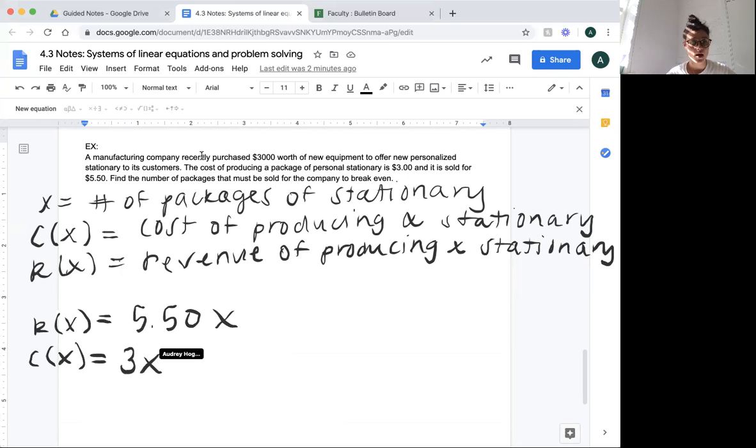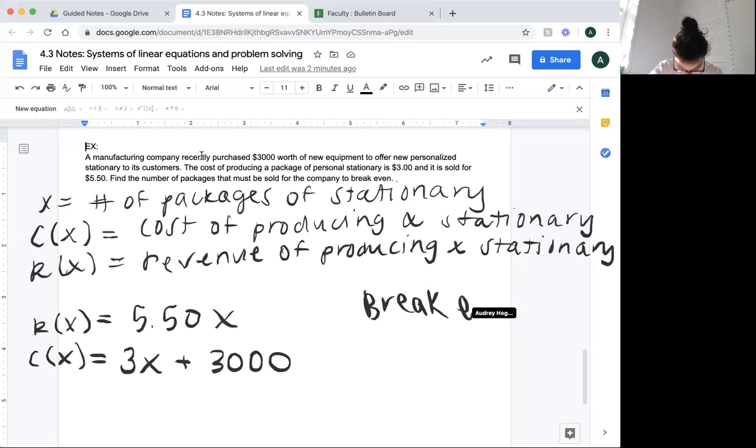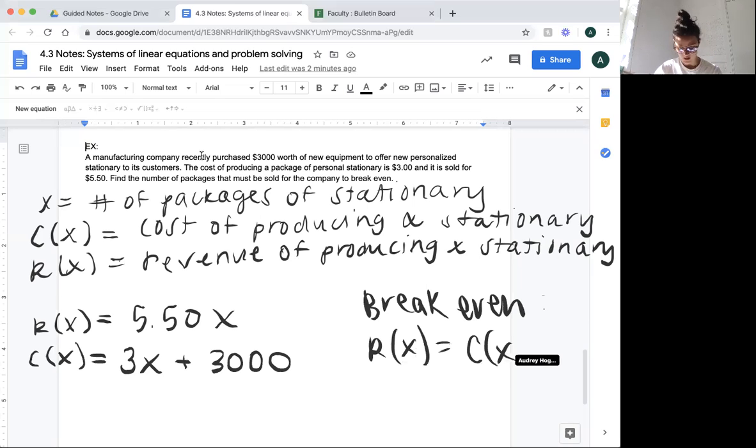That makes sense. But in our cost function, we also have to remember that we need to add the cost of equipment, right? Because they spent $3,000 on this packaging and stuff. So it's really important that they go ahead and get their money's worth. We know, well, actually we don't know, but I'm about to tell you, break-even point. Oh yeah, we do know. The break-even point is when r of x equals c of x, okay?